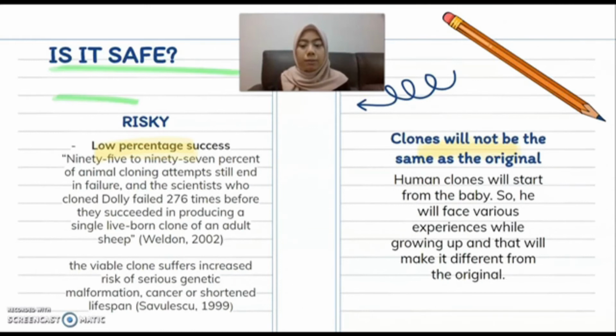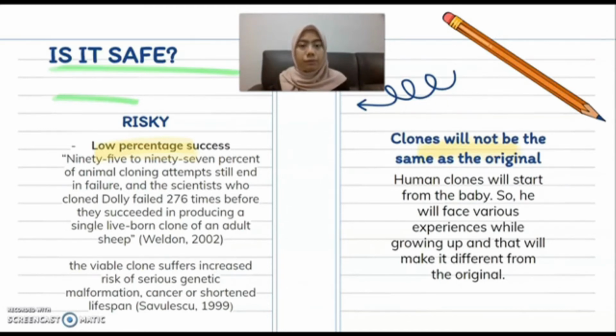Okay, then the viable clone suffers increased risk of serious genetic malformation, cancer or shortened lifespan. Memang berjaya tapi umur pendek dan akan mendapat penyakit yang sangat serius lepas itu. Kemudian, clones will not be the same as the originals. Human clones will start from the baby, so he will face various experience while growing up and that will make it different from the original.